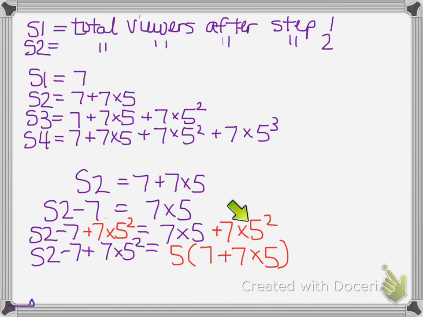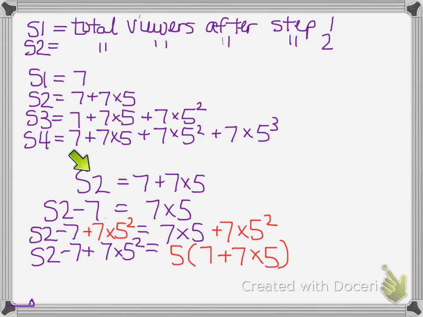I want to make sure you saw that in this expression right here, the first term has a factor of 5 and the second term has a factor of 5. So I can factor it out and call this 5 times the quantity 7 plus 7 times 5. Because look what happens if I multiply back out: I get my 5 times 7, and then I get 5 times 7 times 5, which is the same as 7 times 5 squared. So all I did was move this outside the parentheses because it's a common factor in both of these terms. Once we do that, we have the 7 plus 7 times 5, and if you notice, the 7 plus 7 times 5 is right here, and it's equal to S2.